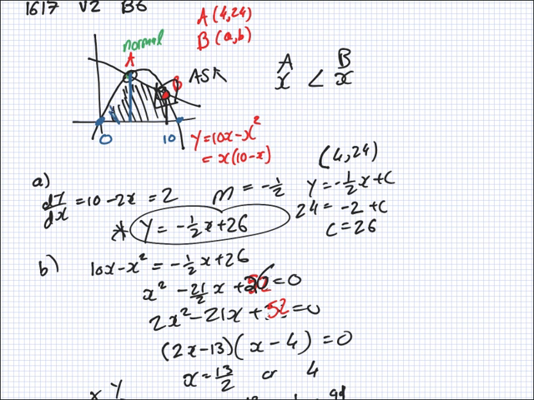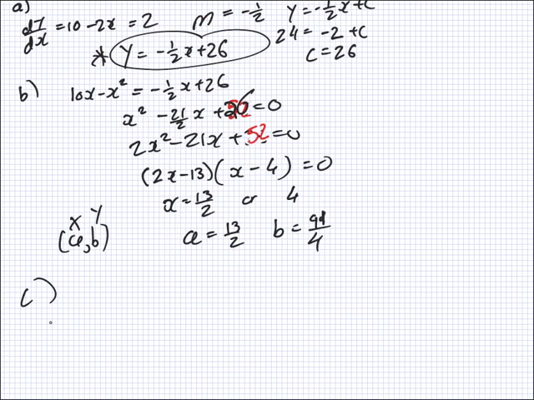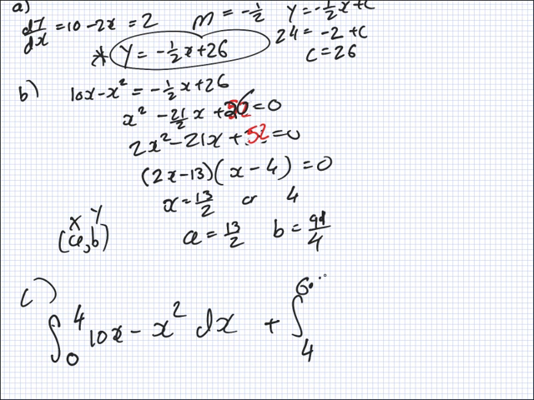So here I'm integrating under which curve? The quadratic, from 0. And then here, the linear. So my integration is 0 to 4, 10x minus x squared dx, plus 4 to 6.5, minus a half x plus 26 dx. That's the answer once you calculate it. Okay.